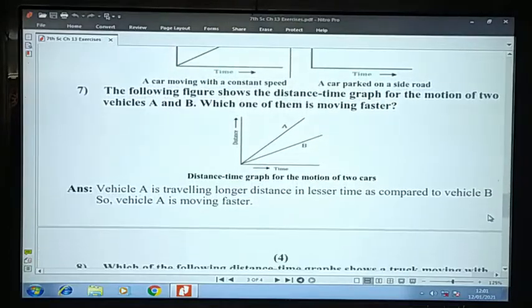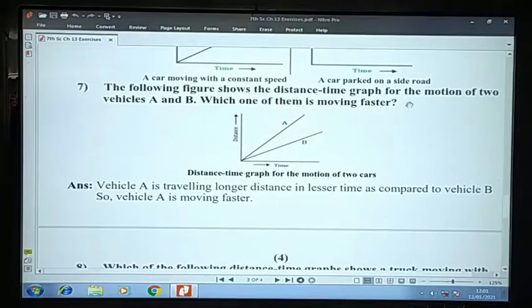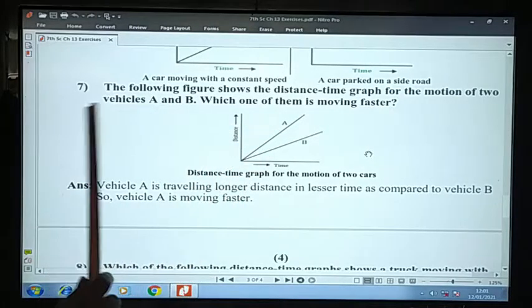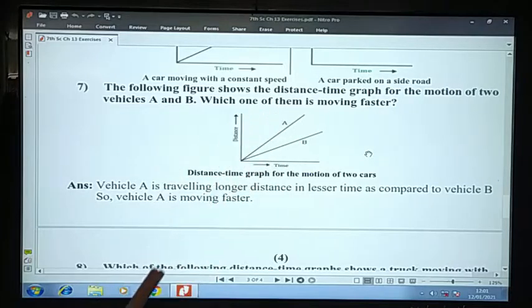the following figure shows the distance time graph for the motion of two vehicles A and B. Which of them is moving faster? As I have explained this in the time graph video, see the inclination of the line shows that it depends on the speed.